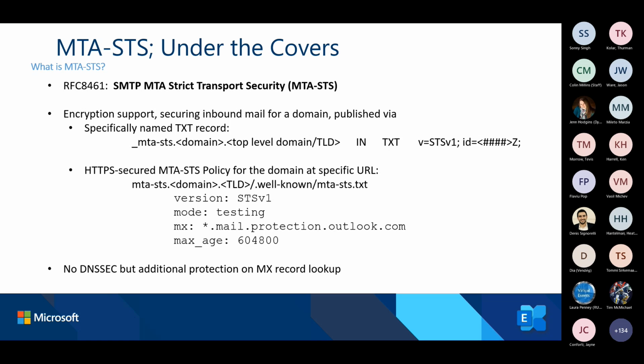The second piece of infrastructure that is required for MTA-STS is an HTTPS secured MTA-STS policy for the domain. That needs to be available at a specific URL: mta-sts, then your domain and top level domain, and then the .well-known URL. At this URL, there should be a TXT file or a JSON file, and it's going to have these 4 fields that I'm sharing right here, containing only the policy contents.